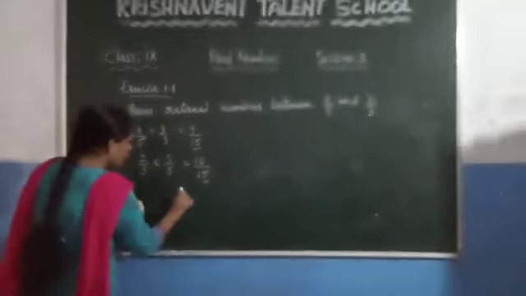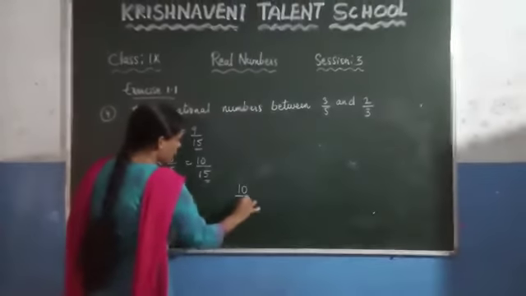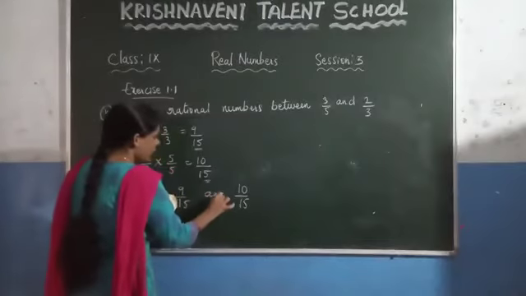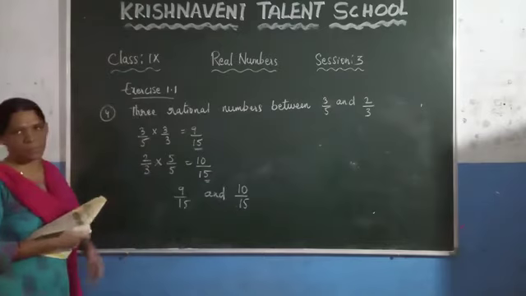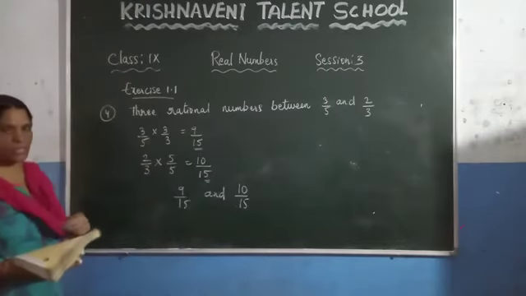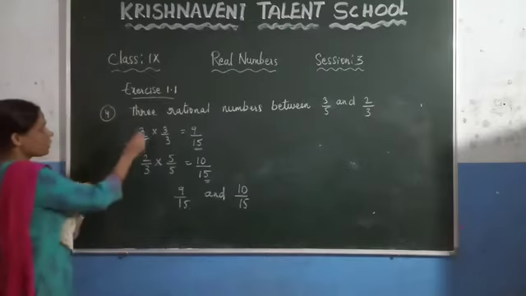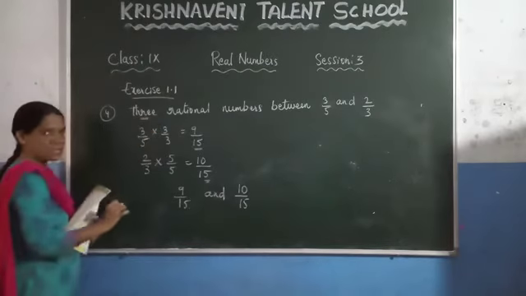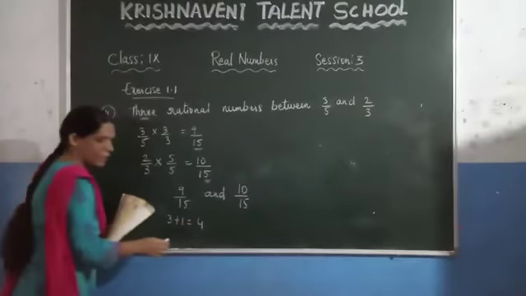So what will the numbers become? 3 by 5 will become 9 by 15 and 2 by 3 will become 10 by 15. Right? In between these two numbers, now you have to write 3 rational numbers. Now you can follow the same procedure as we did in the last problem. Since we need to find 3 rational numbers, just add 1 to that. So you are getting 4.